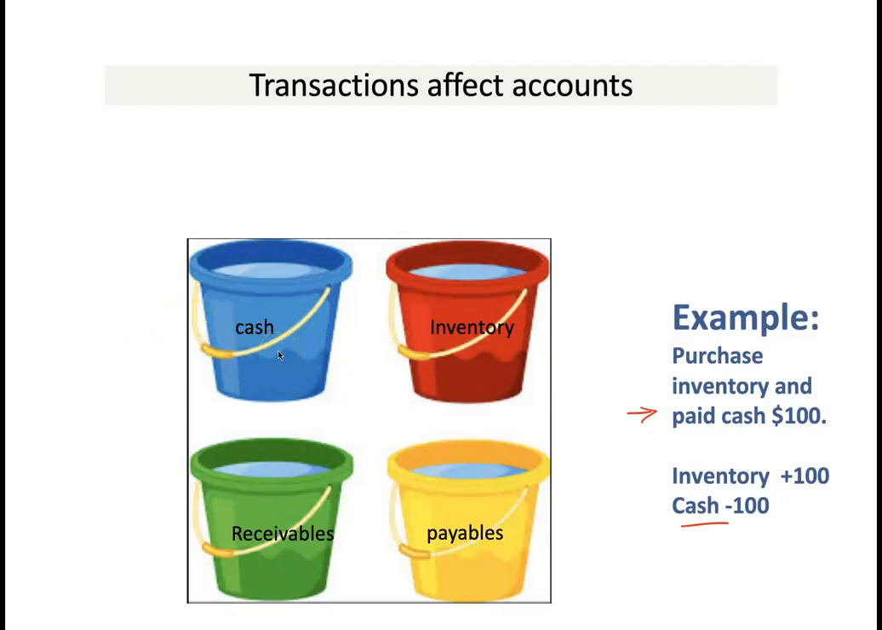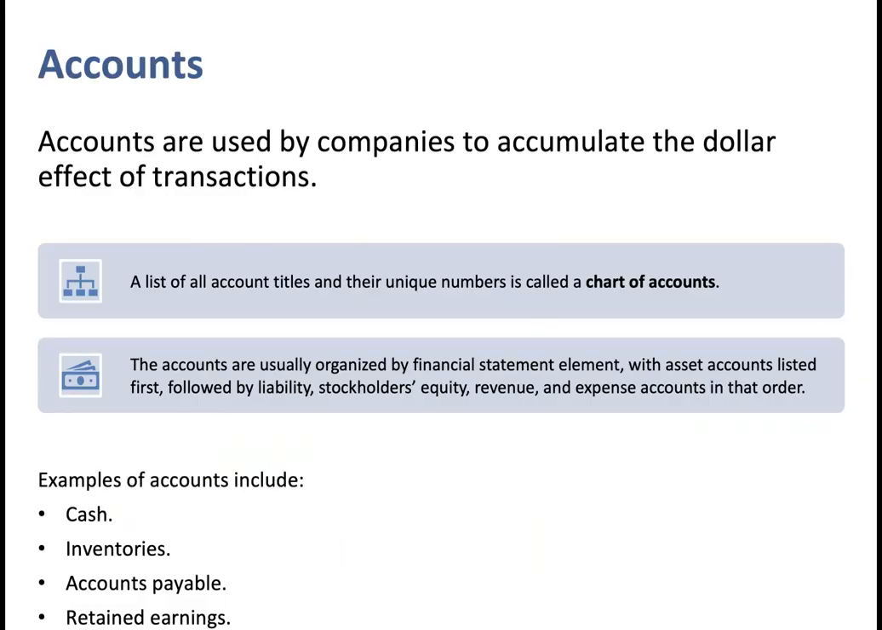The cash bucket may have some cash in it because investors or creditors give us some cash. Now, when we purchase inventory, as we mentioned before, the cash account will decrease. So the water in this cash bucket will decrease. So an account is basically a bucket trying to show us the net effect of the business transaction. So every company basically has a list of accounts. We call that a chart of accounts.